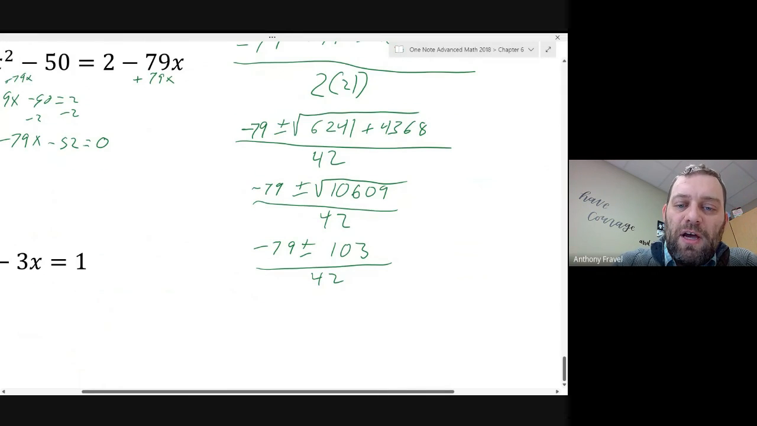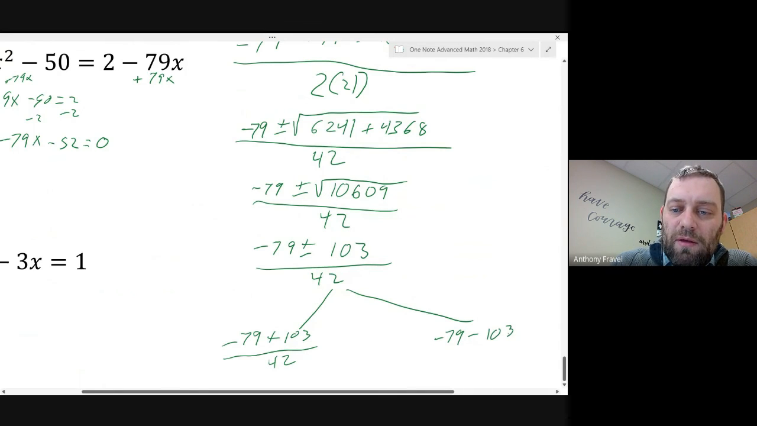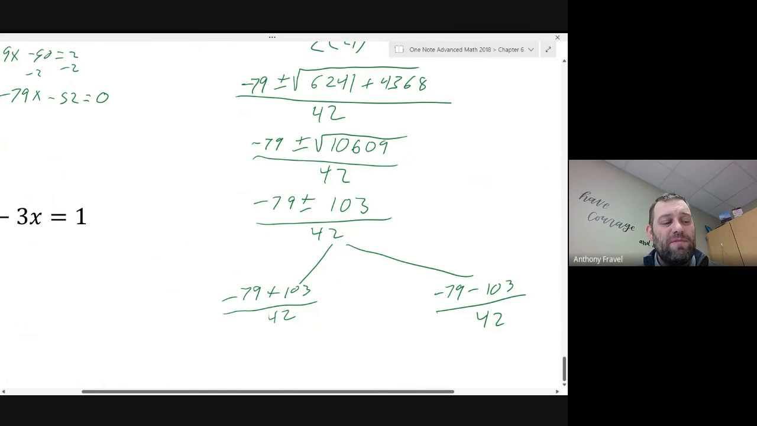Okay, now I get to branch off and do two separate ways. I'm going to do negative 79 plus 103 over 42. And then I've got negative 79 minus 103 over 42. Okay, that's where that plus and minus comes in. It's going to be two separate answers, just like the ones before.